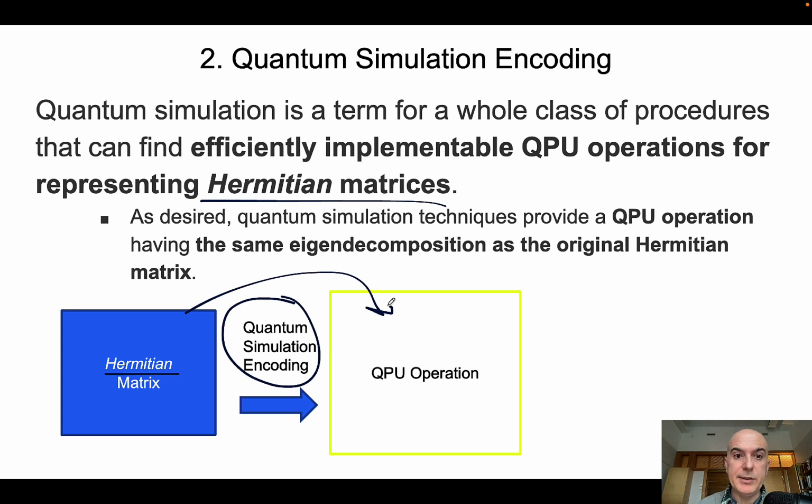So this is the last slide of this lecture. In the next lecture, we're going to go into more detail on the quantum simulation approach.